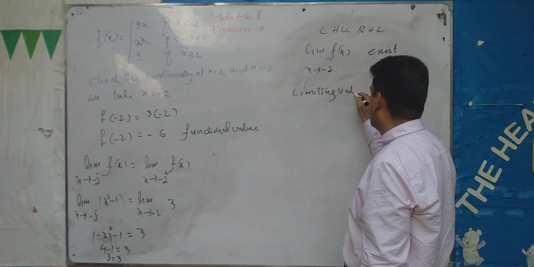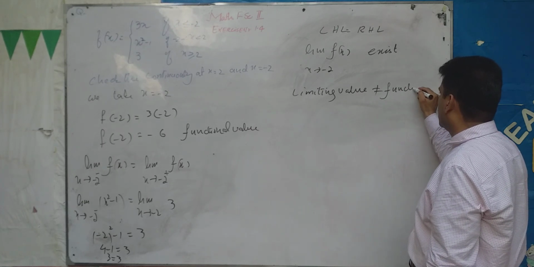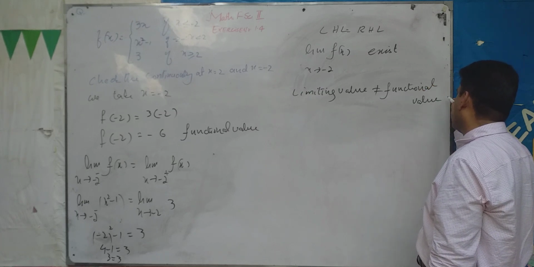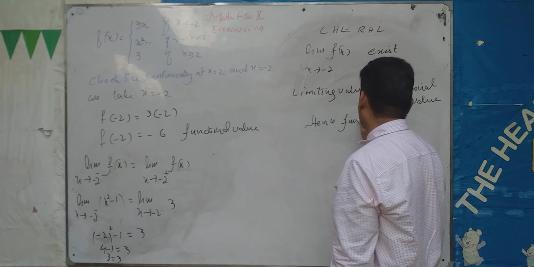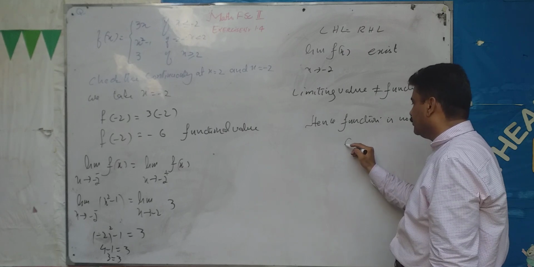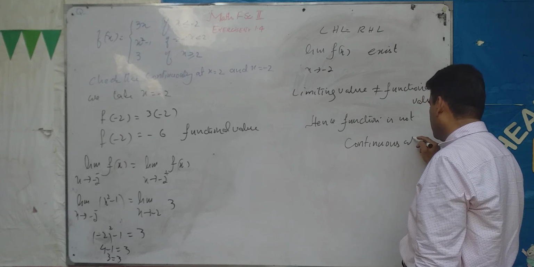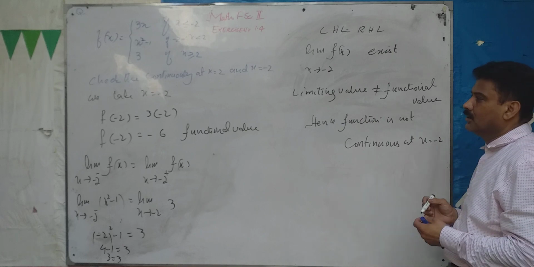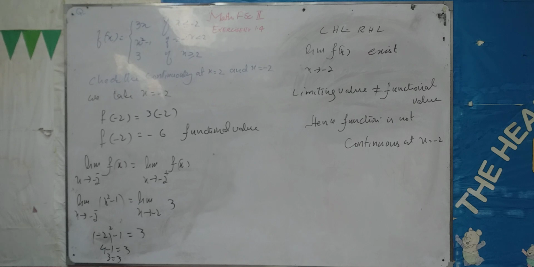We write limiting value is not equal to function value. Hence the function is not continuous at x is equal to minus 2.